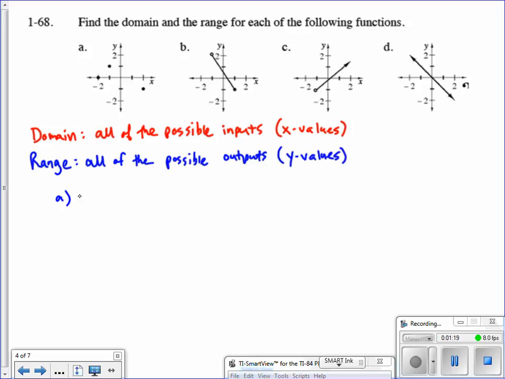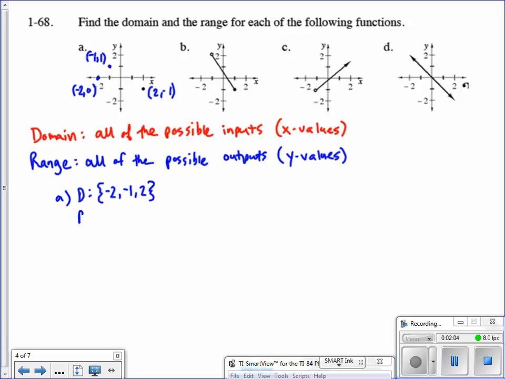So our domain, when we look at it here, we just have 3 points. We've got this point right here, which is the point -2, 0. We've got this point right here, which is the point -1, 1. And we've got this point here, which is 2, -1. As we look at all of our possible x values, we've got -2, -1, and 2. So our domain is going to end up being -2, -1, and 2, just like that.